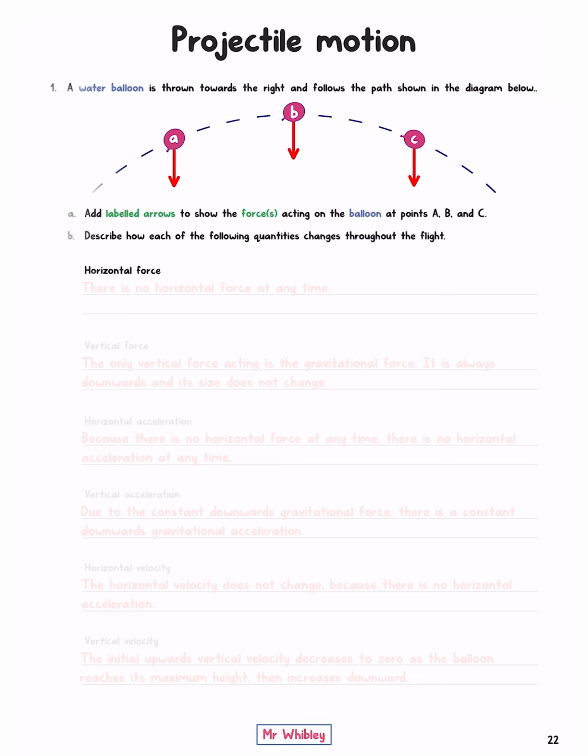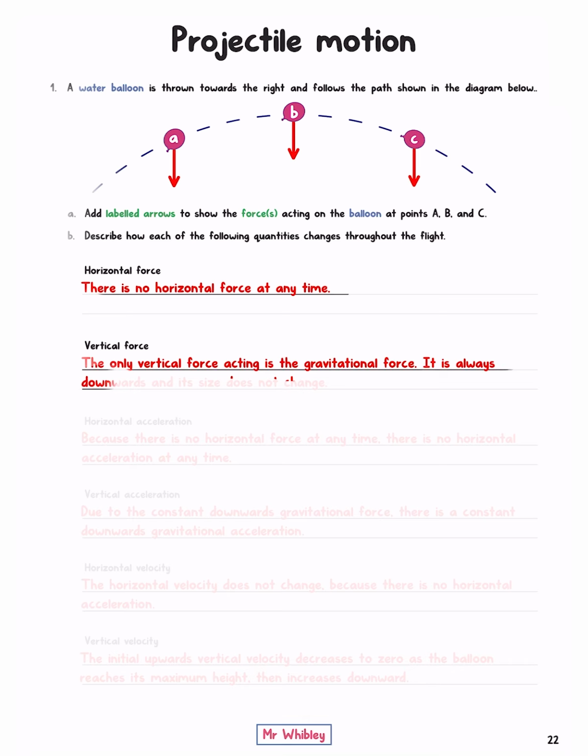Horizontal force. There is no horizontal force at any time. This is because, as mentioned before, for projectile motion, we assume the only force acting is gravity, and gravity does not act horizontally. Vertical force. The only vertical force acting is the gravitational force, because it's the only force acting. It is always downwards, and its size does not change.